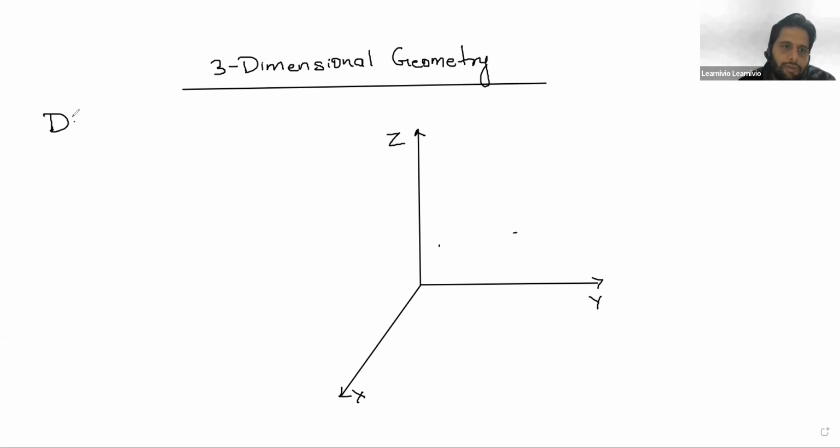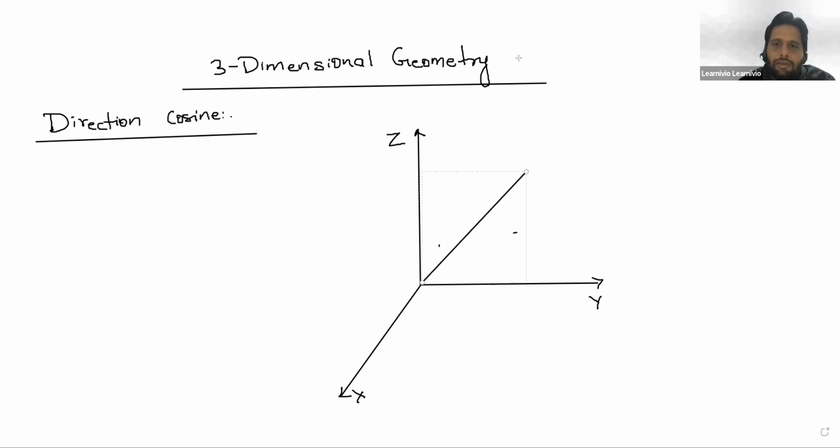First topic is direction cosine. Okay. What's the direction cosine? Suppose you have this line. It is making an angle alpha with the positive direction of x-axis, an angle beta with the positive direction of y-axis, and an angle gamma with the positive direction of z-axis. Okay. So let this be line L.